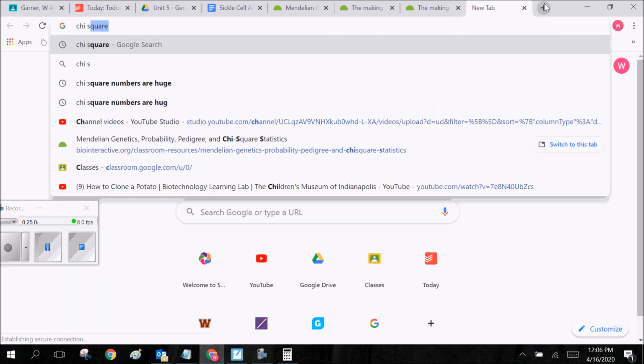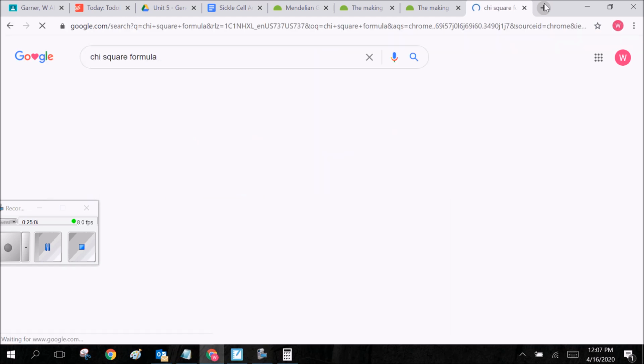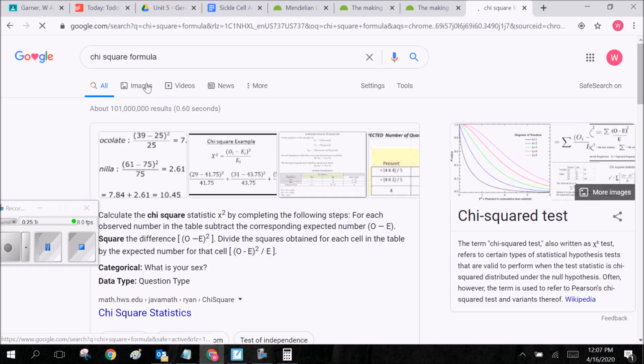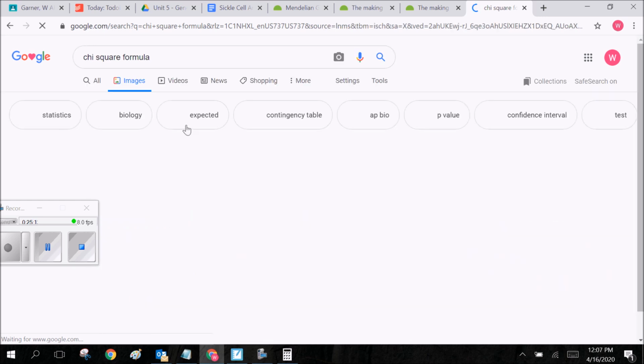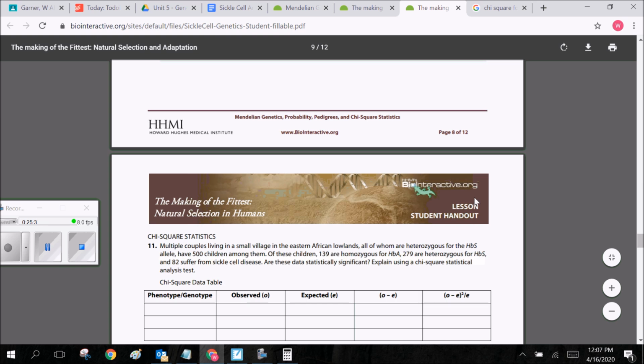Actually, I'll go ahead and just look it up here. So if we're looking up the formula for chi-square, it's going to look scary, but trust me, it's not. This is the formula. Okay, so chi-square is going to equal sigma, which just means add everything: observed minus expected, squared, over expected. What do I mean by observed and expected, and what does chi-square mean again?